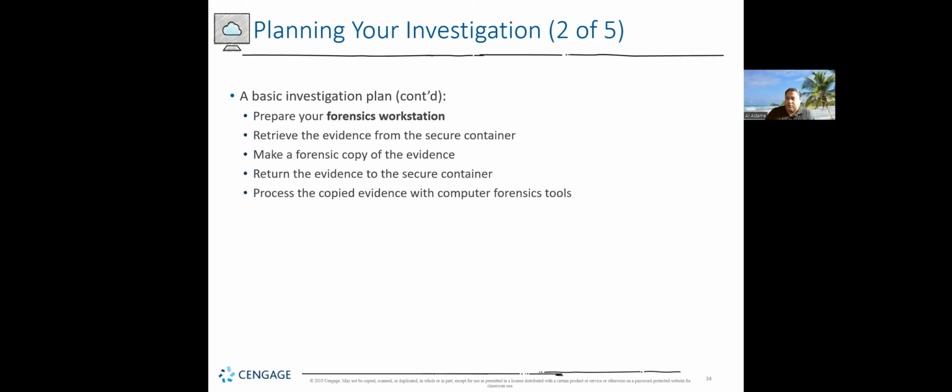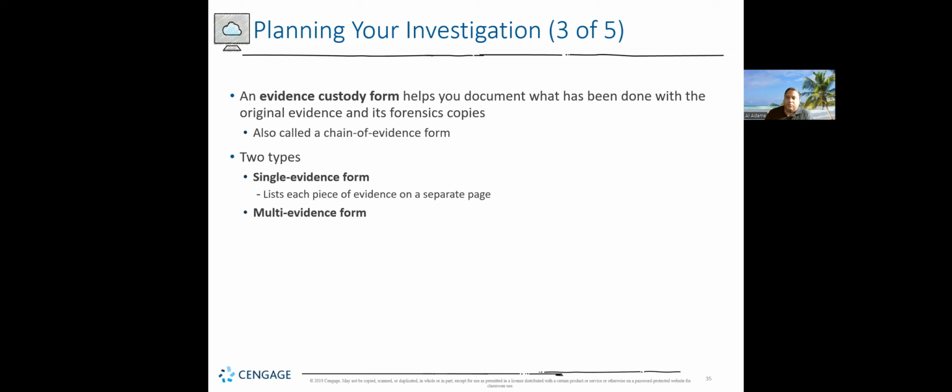Make a forensic copy, clone it, copy it, however you want to do it. Return the evidence to the secure container, so you put the original item back, and now you have your clone. Process the copied evidence with the computer forensic tools, whatever I had you install. For example, FTK is one of them. That's where you would use them. Now you have a copy, so go bananas.